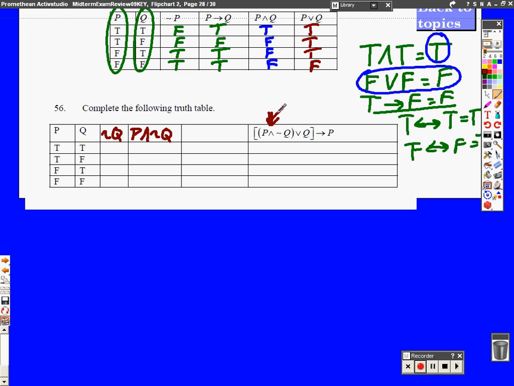I've got this part from the inside. Now let me work on this parentheses, which is P and not Q. I have that whole thing. Or Q. And I have that whole column, so I can put that here. And finally, I can evaluate the entire statement. So let me fill in the values.